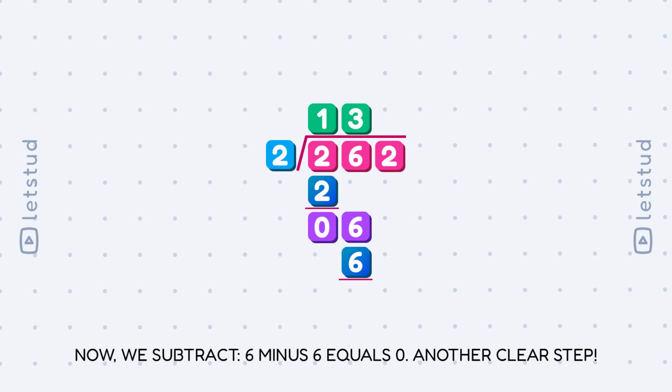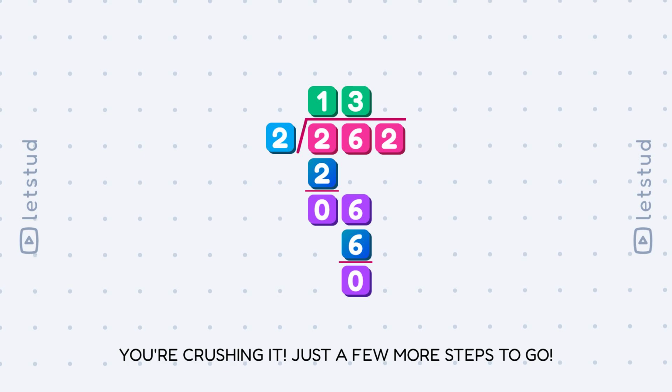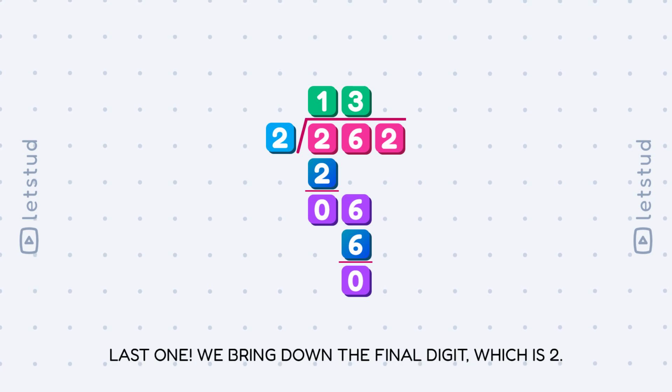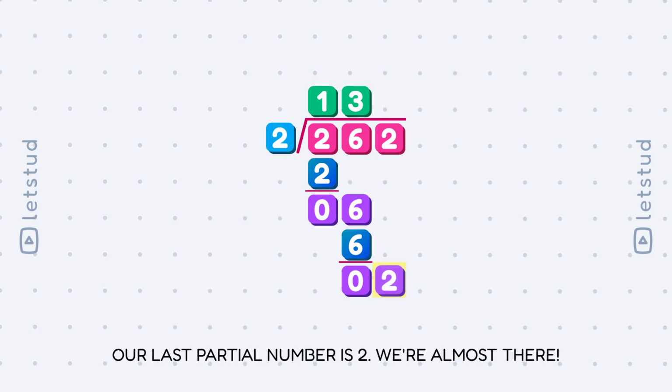Another clear step. You're crushing it. Just a few more steps to go. Let's grab the last digit and finish strong. Last one, we bring down the final digit, which is 2. Our last partial number is 2.